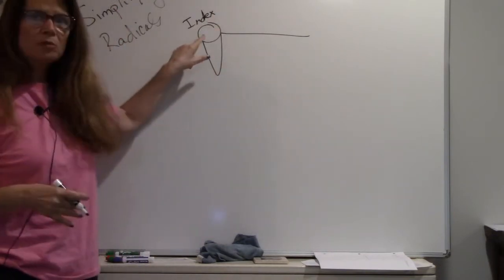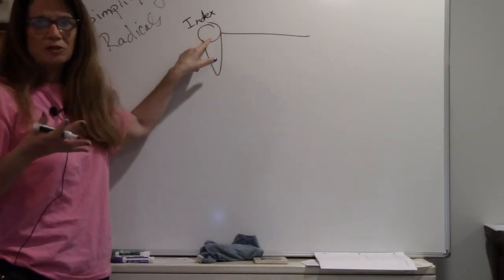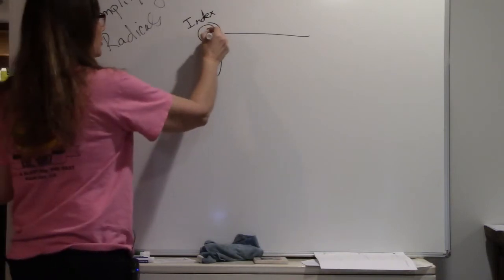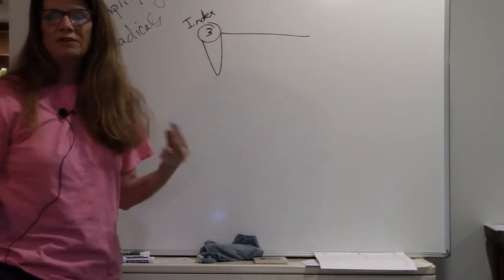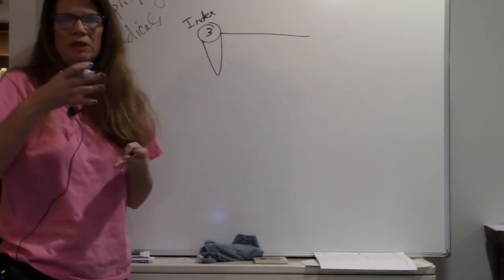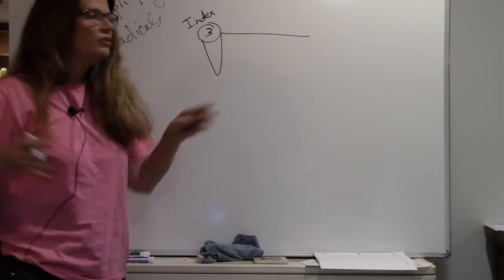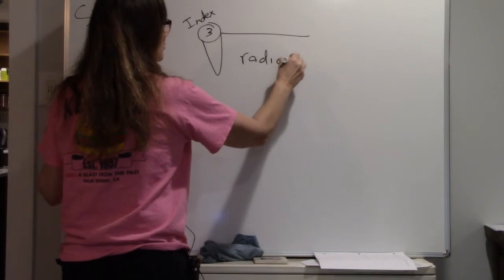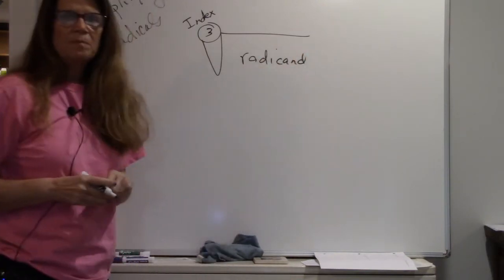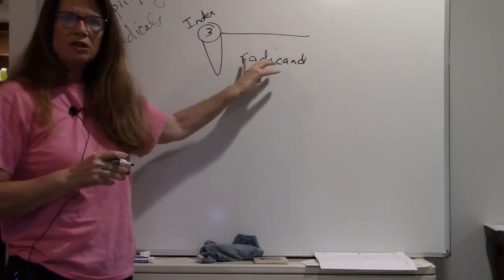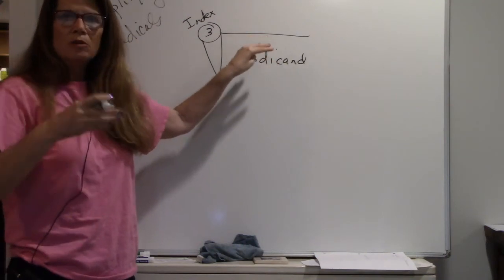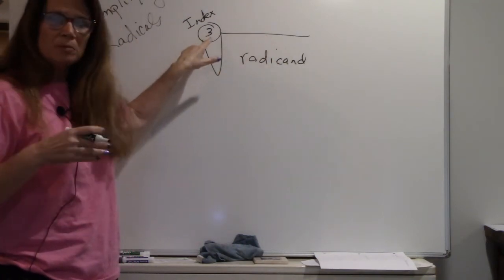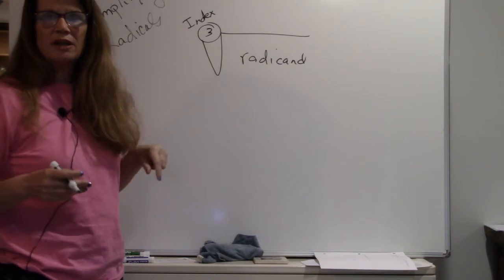When there's no number there, it's square, so that means 2. Otherwise, you could have a 3, a 4, a 5, it doesn't matter. It just tells you how many numbers you are using to get the value that's in the middle. And the value underneath the symbol is called a radicand. So whatever number is under here, you are multiplying the same number however many times the index tells you to.